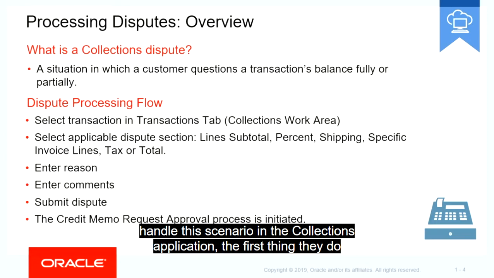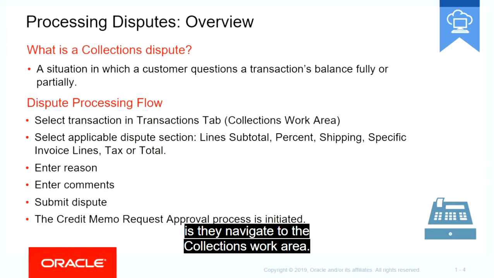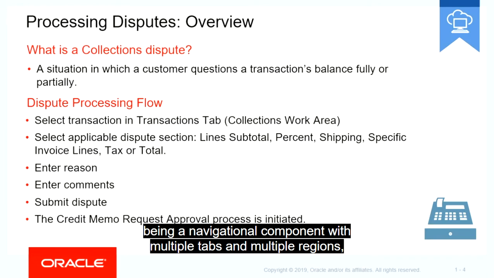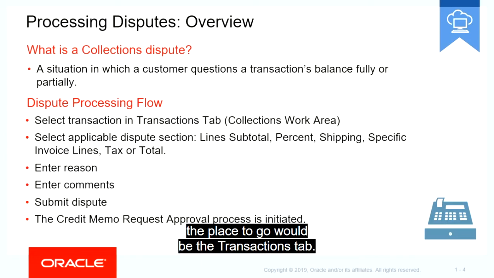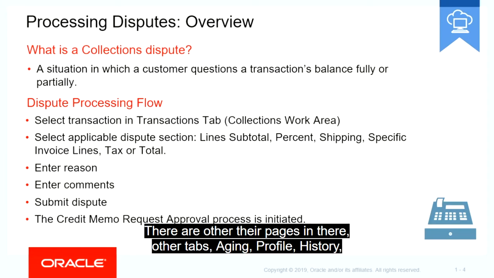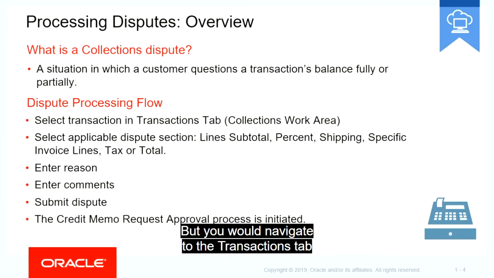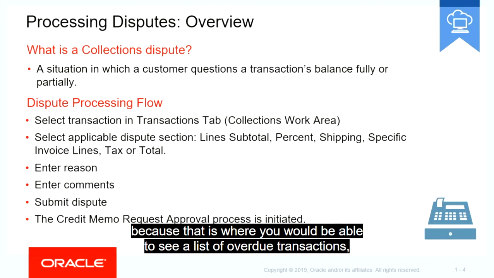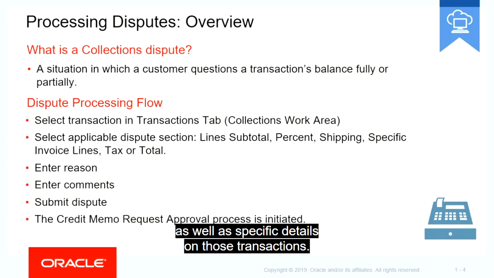Well, the first thing they do is navigate to the collections work area. In the collections work area, of course, being a navigational component with multiple tabs and multiple regions, the place to go would be the transactions tab. There are other pages in there, other tabs: aging, profile, history, notes, and so on. But you would navigate to the transactions tab, because that is where you would be able to see a list of overdue transactions as well as specific details on those transactions.